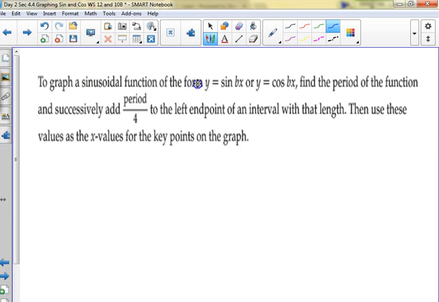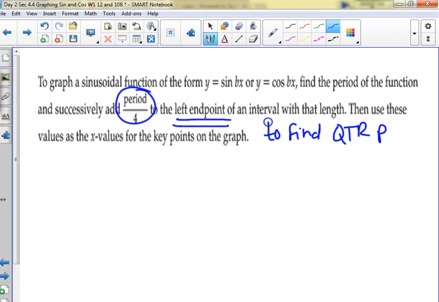Okay, to graph a sinusoidal function one more time, you add pi over 4 to the left endpoint. No, not pi over 4. The period divided by 4. You add the period divided by 4 to the leftmost endpoint to find your quarter points. Okay? This was on yesterday's notes, but I'm going over this again. Okay, here we go.